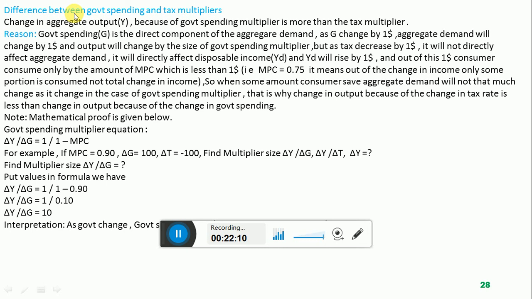Let me explain this difference, that why the change in aggregate output because of the change in government spending is more than the change in aggregate output because of the change in tax rate.